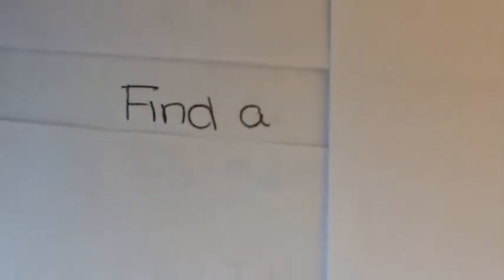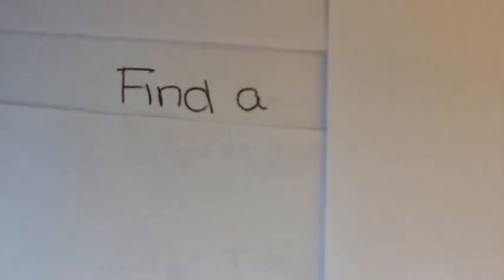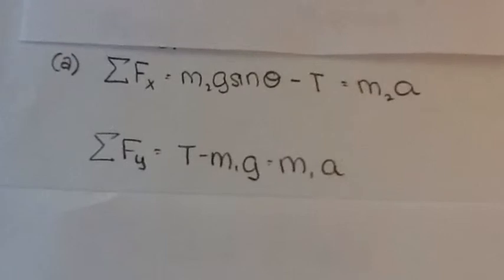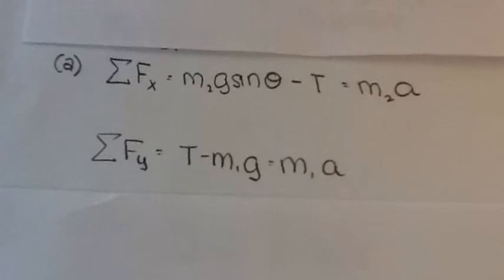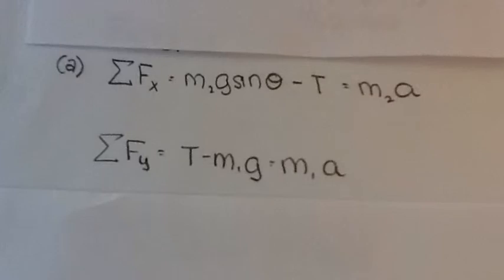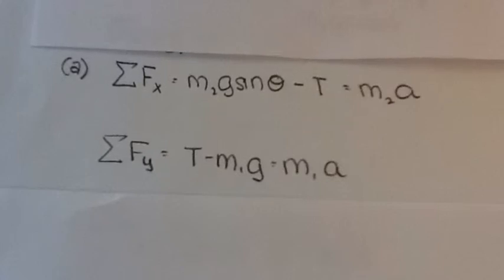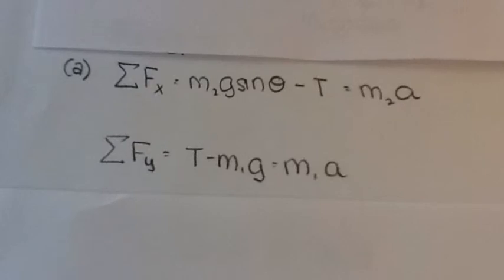Part A asks for the acceleration. To do this, first we must find the sum of the horizontal forces for the second object and vertical forces for the first object. Since F equals m times a, the second object's sum of horizontal forces is m2g sine theta minus t equals m2a. The first object's acceleration is upward, so we must find the sum of vertical forces, which is t minus m1g equals m1a.